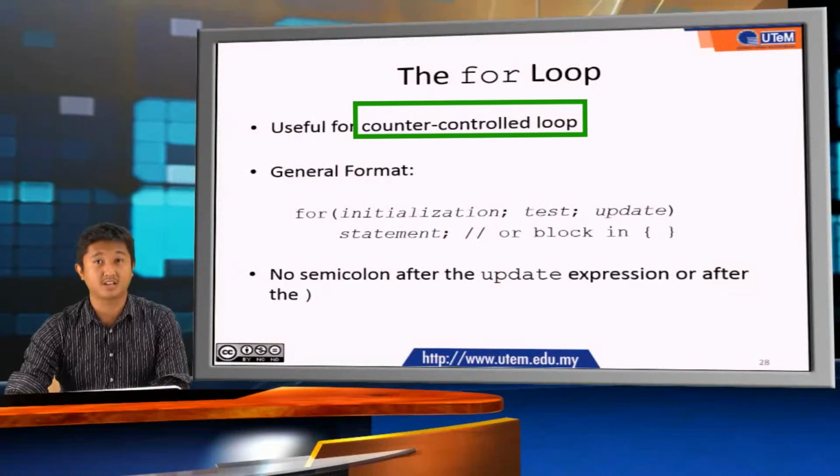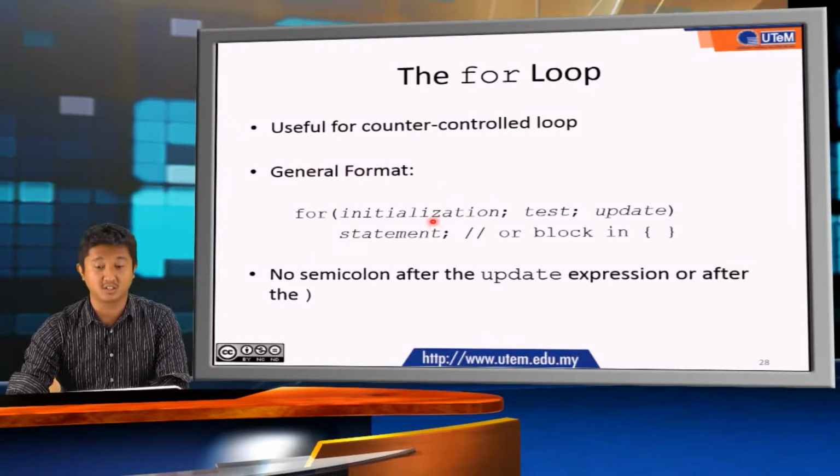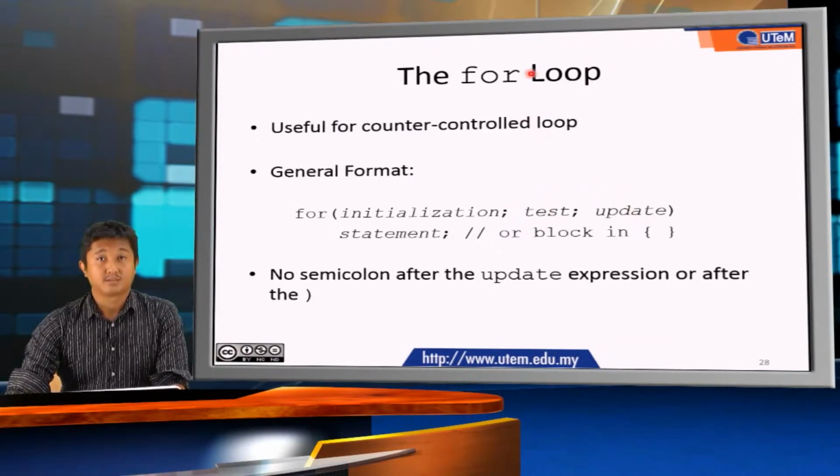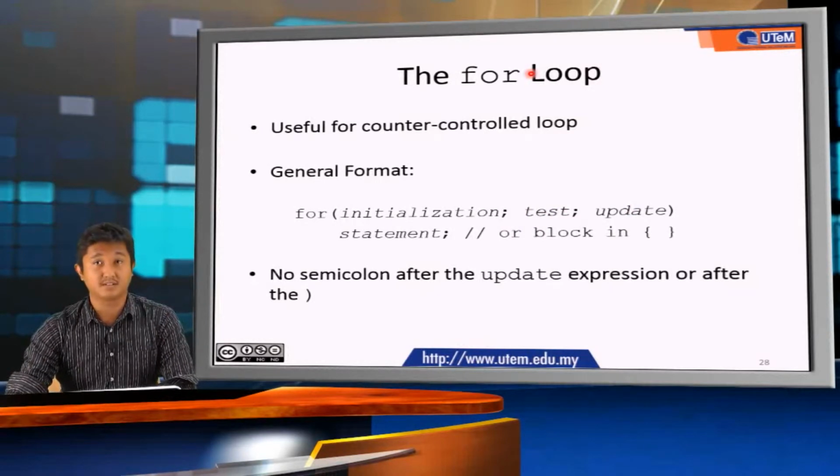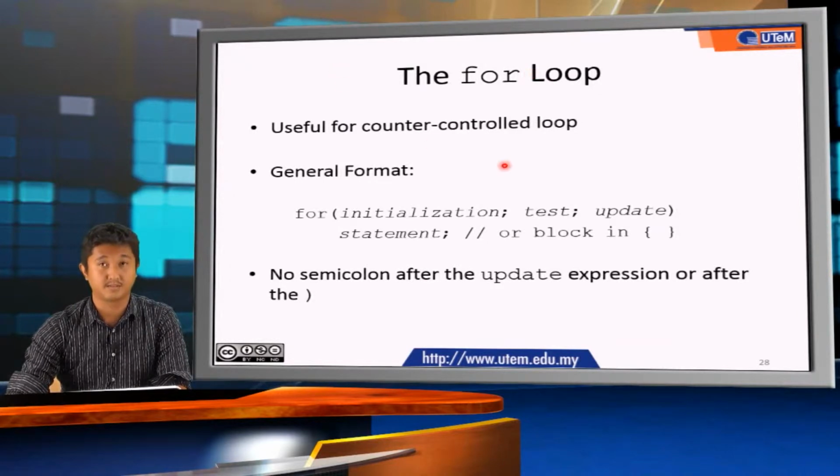For loop can be written starting with the statement for, followed by the expression in the initialization, then the test expression, and followed by the updates. In the bracket, we can put our statement in it. If the statement to be repeated is more than a single line, it must be enclosed by the braces, and we don't need to put a semicolon after the update or after the close bracket.